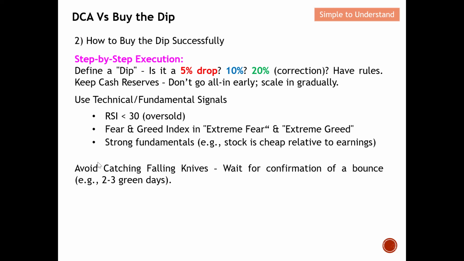Most important is to avoid catching the falling knife, which means the price goes down and down rapidly. You should be very worried when you try to catch a falling knife. So we need to wait for confirmation. For example, we can wait for a little bounce. After 2 or 3 days, there will probably be a little bounce, and after that we do the buy the dips. So basically, this is the information on buying the dips.